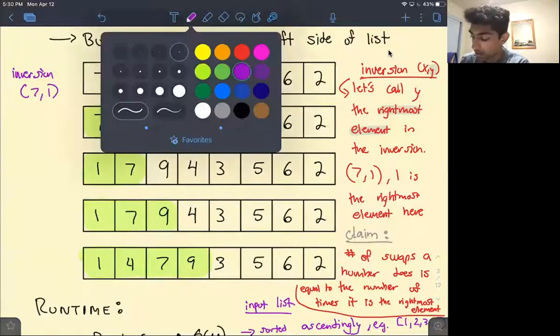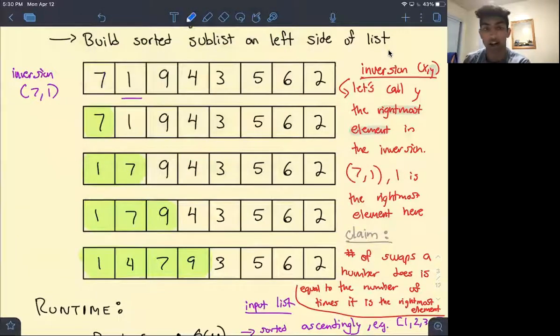Okay, let's move on to the number 9. How many numbers is 9 the rightmost element in an inversion with? 9 is never the rightmost element in an inversion, because the only elements that come before 9 are 7 and 1, and 9 is ordered correctly relative to 1 and 7. So 9 doesn't have to do any swapping.